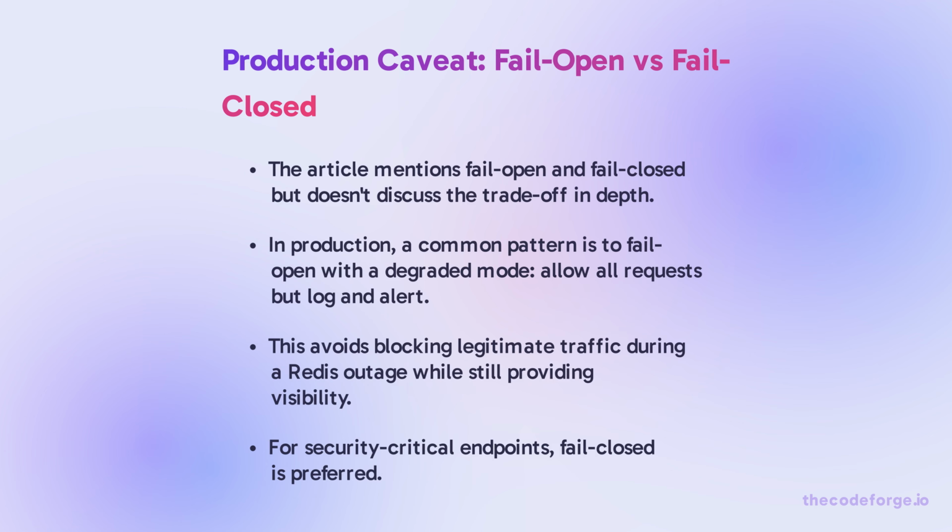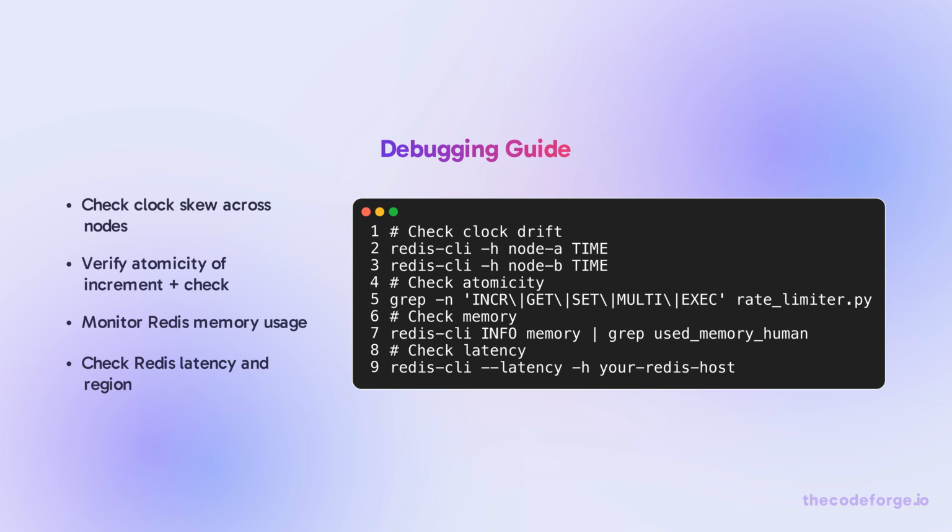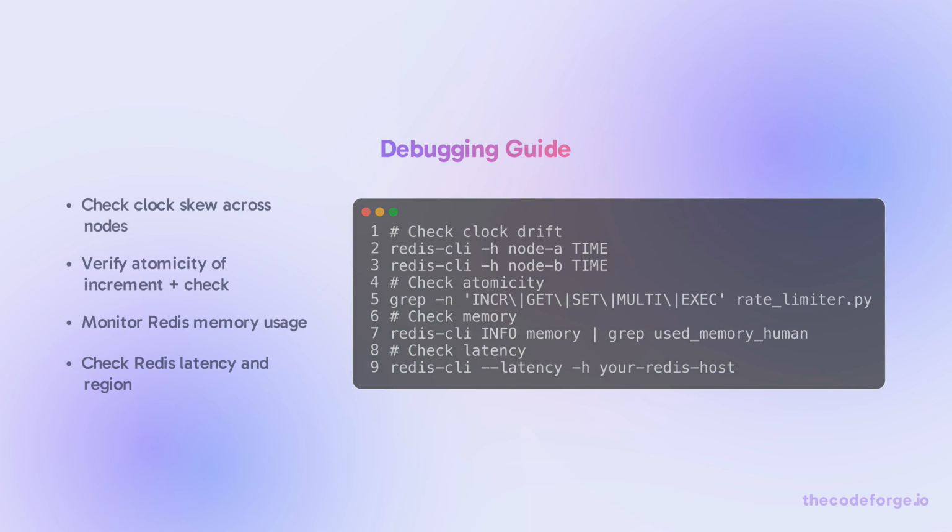For security-critical endpoints, fail closed is preferred. Always test your failover behavior with chaos engineering. Use these commands to diagnose rate limiter issues. Check clock drift between nodes, verify your code uses atomic operations, monitor Redis memory, and ensure low latency.